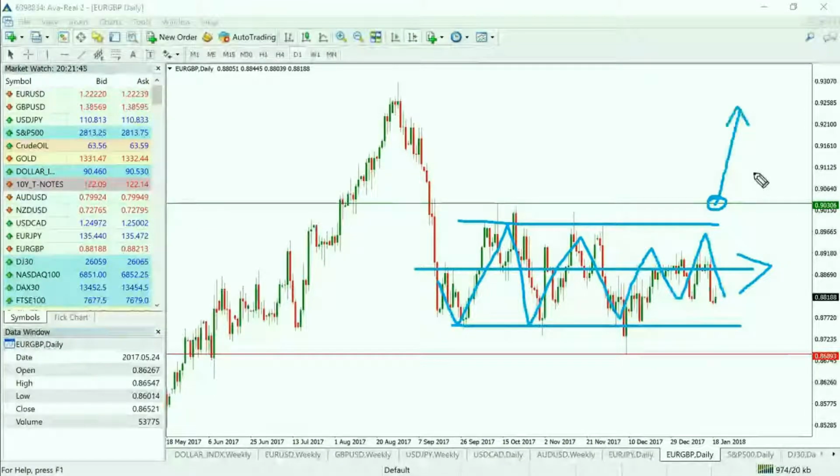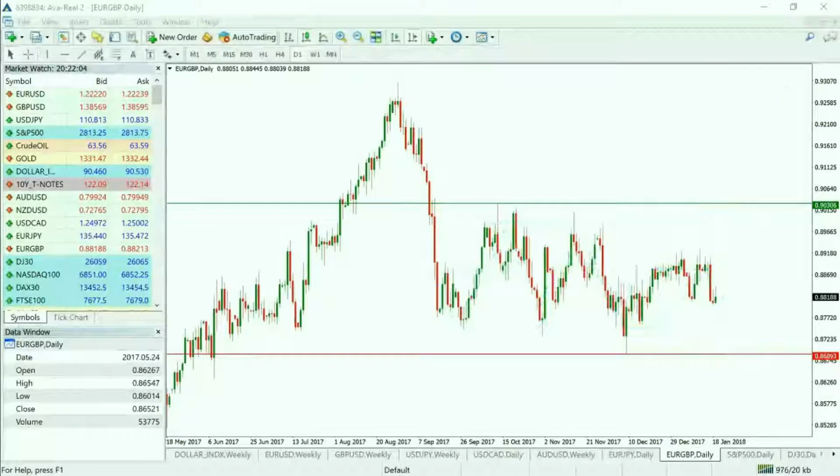is a potential break above the 90.30, which has the potential to push this up to the 92.5 level, somewhere in around here, or a break beneath the weekly low of 86.89 to drive prices lower. So we just have to be very, very patient. This is one of these patient trades.